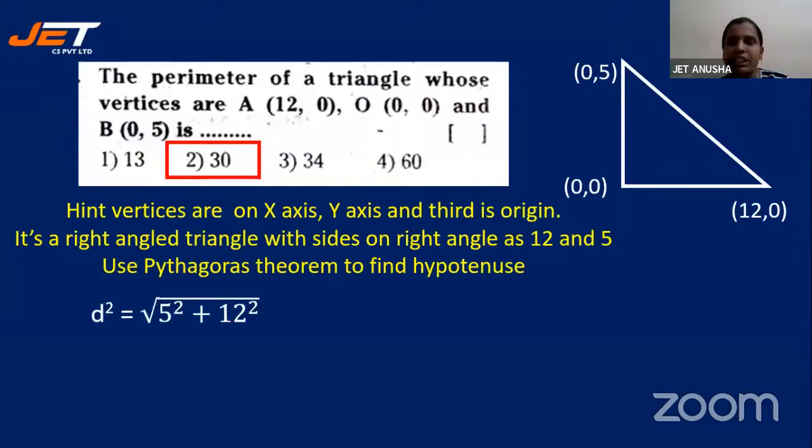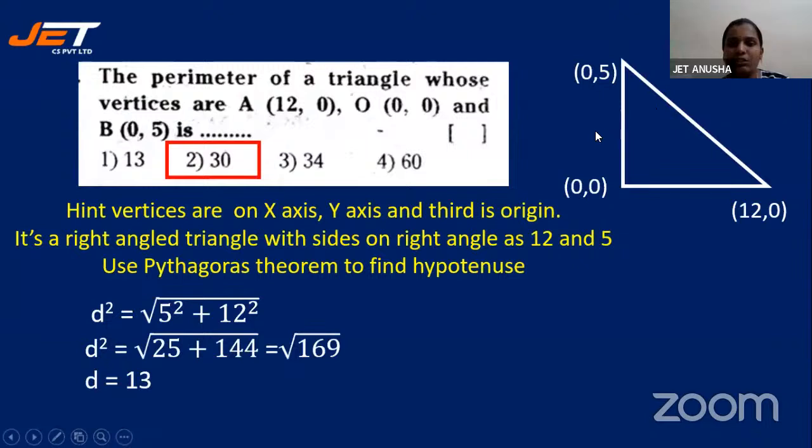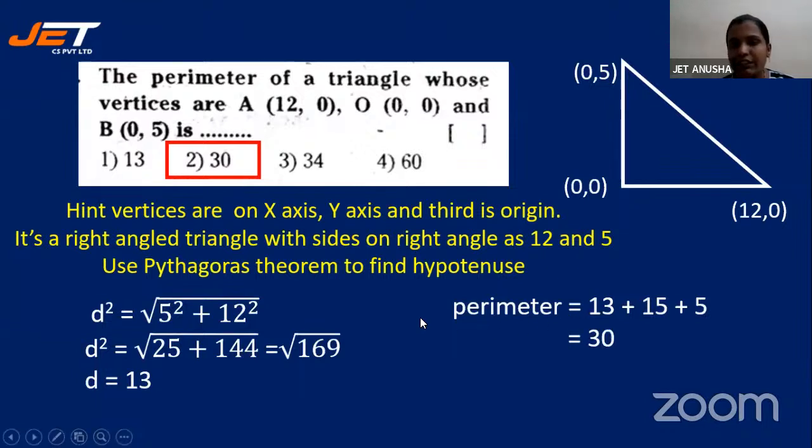So here d square is equal to square root of 5 square plus 12 square, which is nothing but square root of 169, that is 13. So perimeter is nothing but the addition of all the sides, right? So it will be 13 plus 15 plus 5. In the same way, you need to find for the remaining to get the correct answer. Okay. So the answer will be 30.